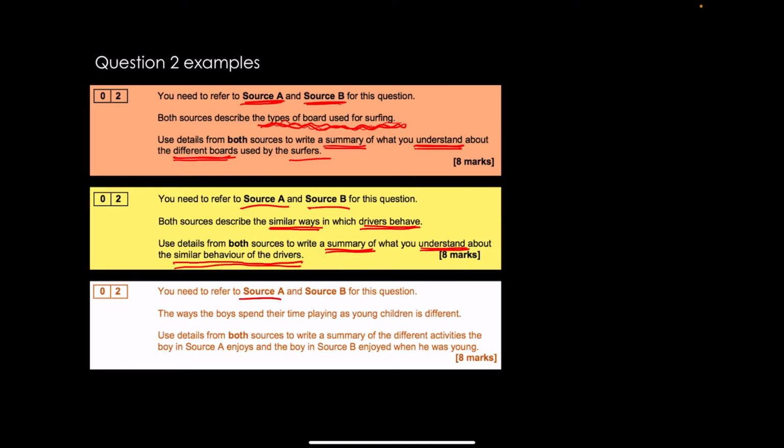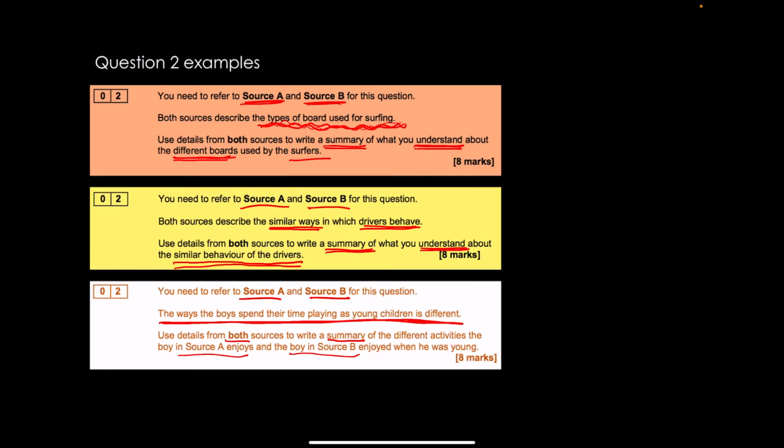And then the last question, again looking at both sources: the way the boys spend their time playing as young children is different. Use details from both sources to write a summary of the different activities the boy in source A enjoys and the boy in source B enjoyed when he was young. So the first one's about surfboards, the second is about the ways in which drivers behave, and the third is about how two children played differently.